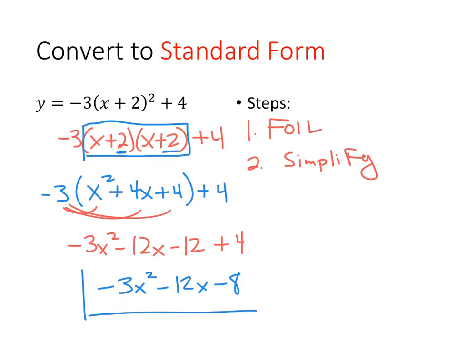So the idea of converting to standard form is really easy. All we have to do is just FOIL the quadratic and then just simplify it after we're done. And so this will tell me that c is equal to negative 8. So I have a y-intercept at (0, negative 8).